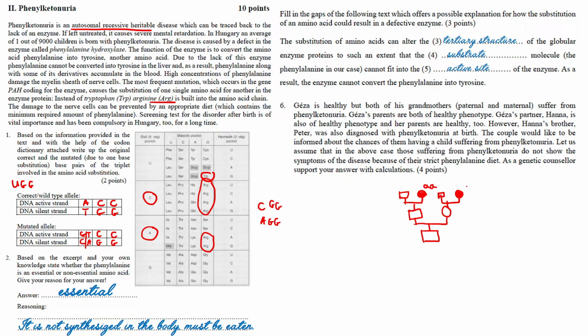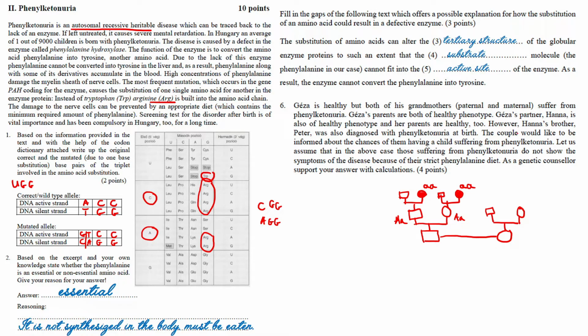So their phenotype were the following, small a, small a. It means that the parents were carriers, actually. They were heterozygous for the trait, and we don't know anything about Geza. Let's move on to Hannah. Hannah is also healthy, and her parents are also healthy. So Hannah has parents, obviously, and they were healthy too.